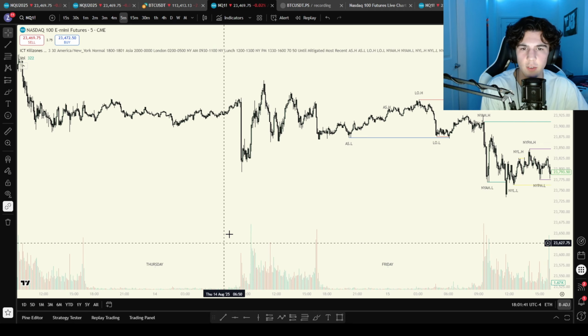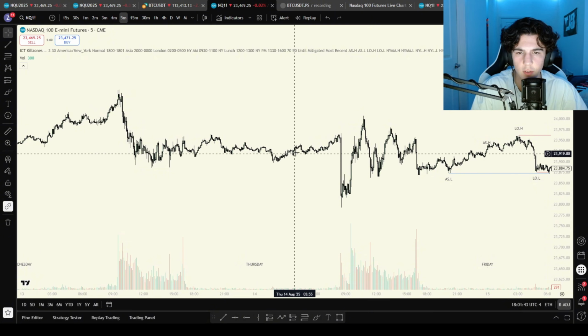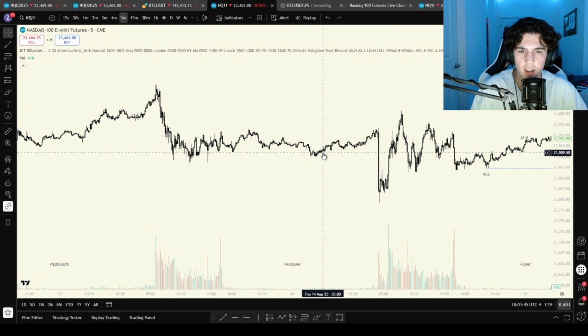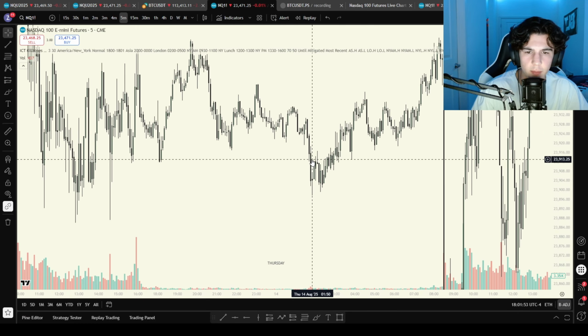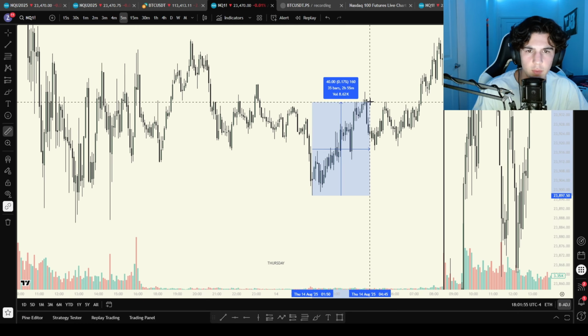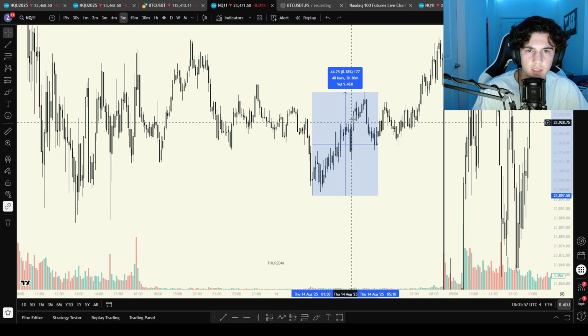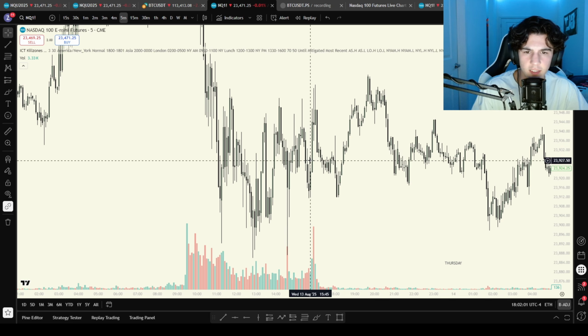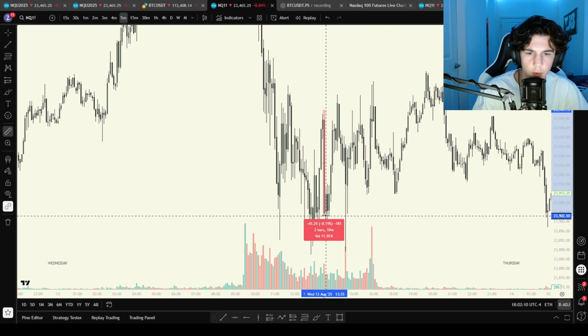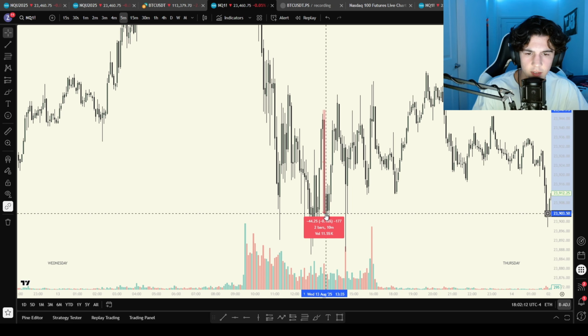So sure, you can take a trade in these zones where you're not in a session, but these trades are going to take significantly longer to play out. You can see I'm on the 5-minute time frame and we're barely moving any points. See, this took 3 hours to move 45 points. Whereas in New York session, we can move 45 points in 10 minutes.